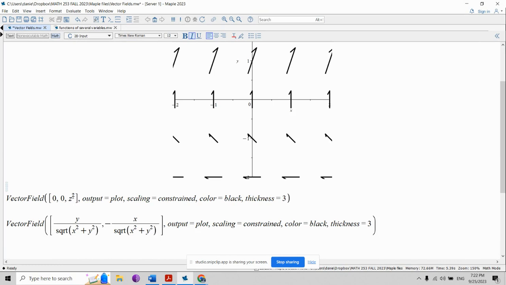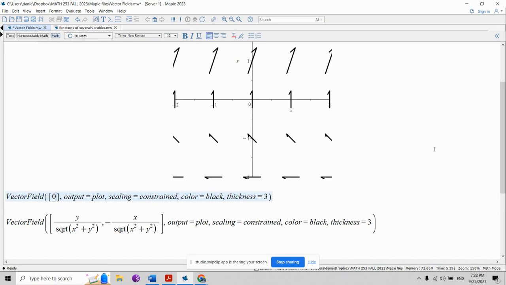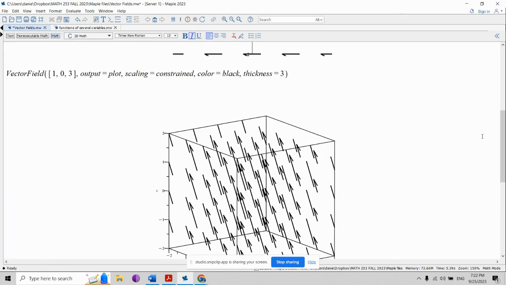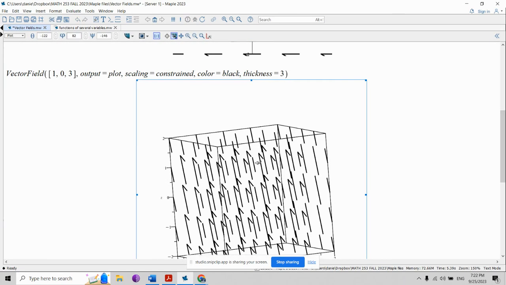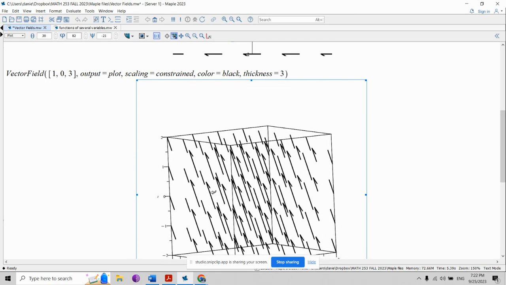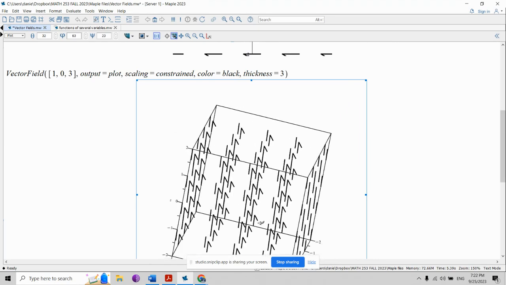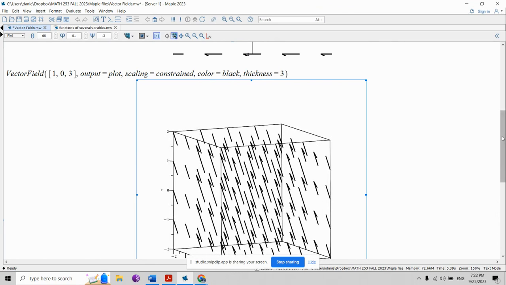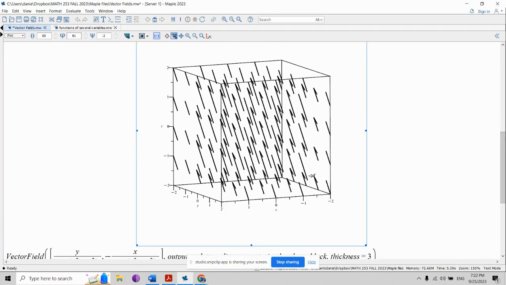Let's look at the vector field in 3D. Let's start with a constant vector field. Let's say the vector field returns 1, 0, 3. Then the viewing window is going to be a box, obviously, because this is a 3-dimensional vector. Because it's a constant vector field, no matter which point you pick in the domain, no matter which x, y, and z you pick, the output is the same vector, 1, 0, 3. I hope it's pretty self-explanatory.